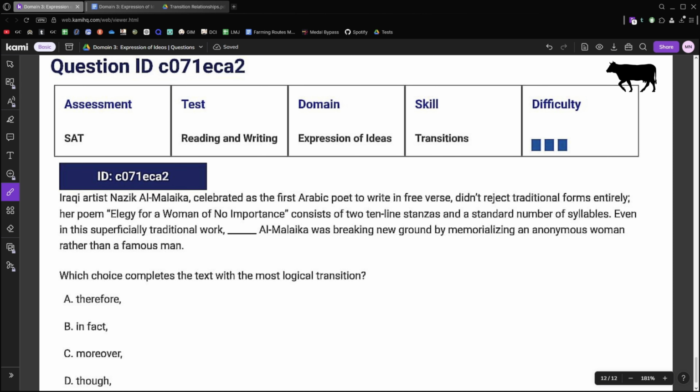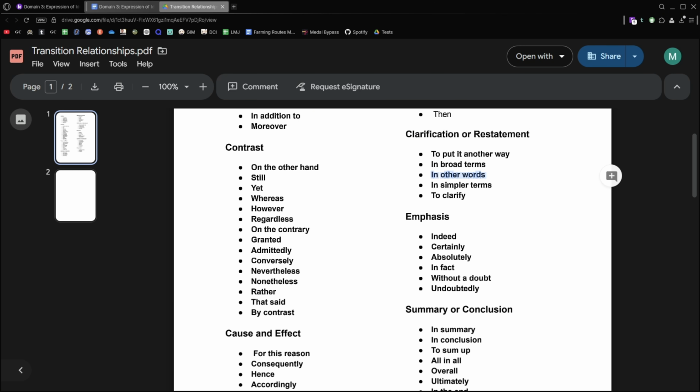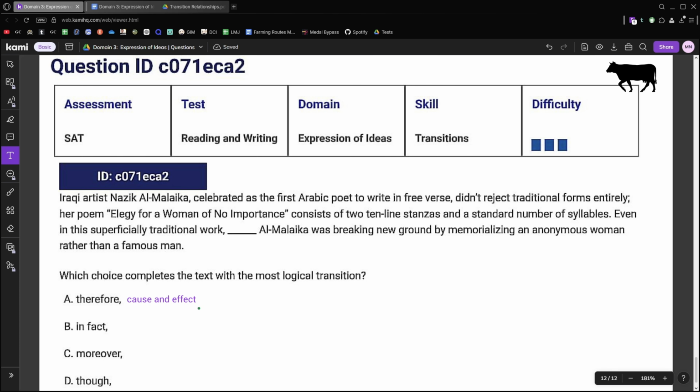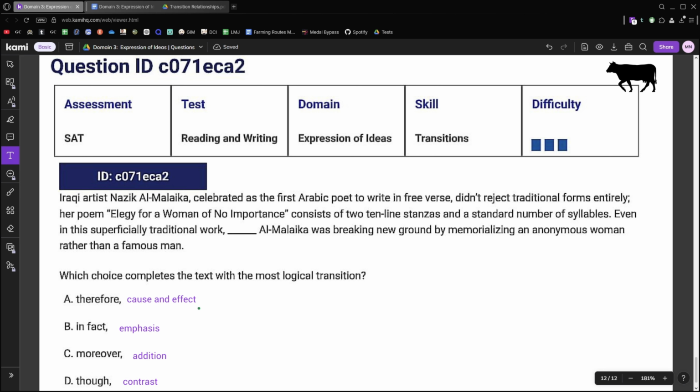Slide number 12. Let's look at our answer choices and categorize them. Therefore, that is cause and effect. In fact, that is going to be emphasis. Moreover, that's addition. And though, that is going to be contrast. Oh frick. Unfortunately, last transition word question, and we do not have two answer choices in the same category. Honestly, what was I thinking when I made these questions? Why can't I have just chosen easier questions?